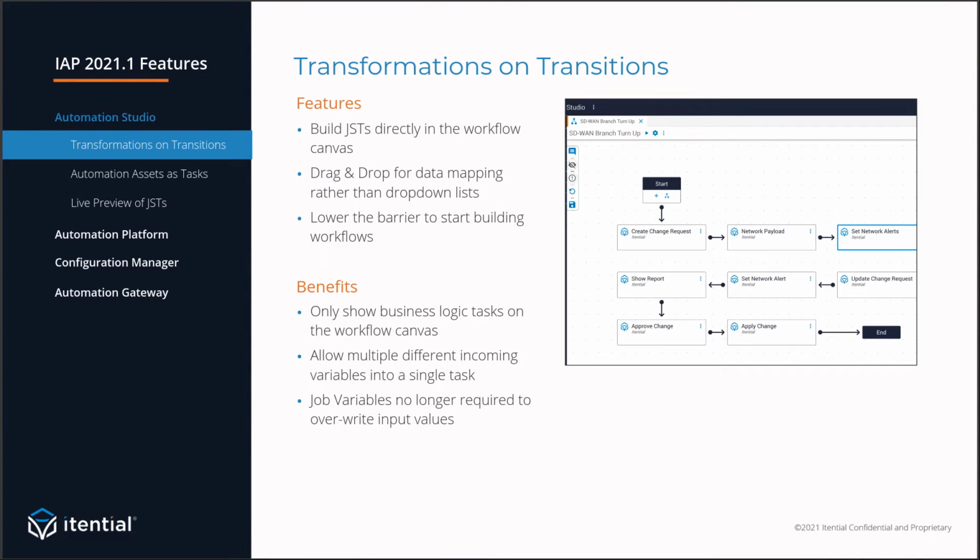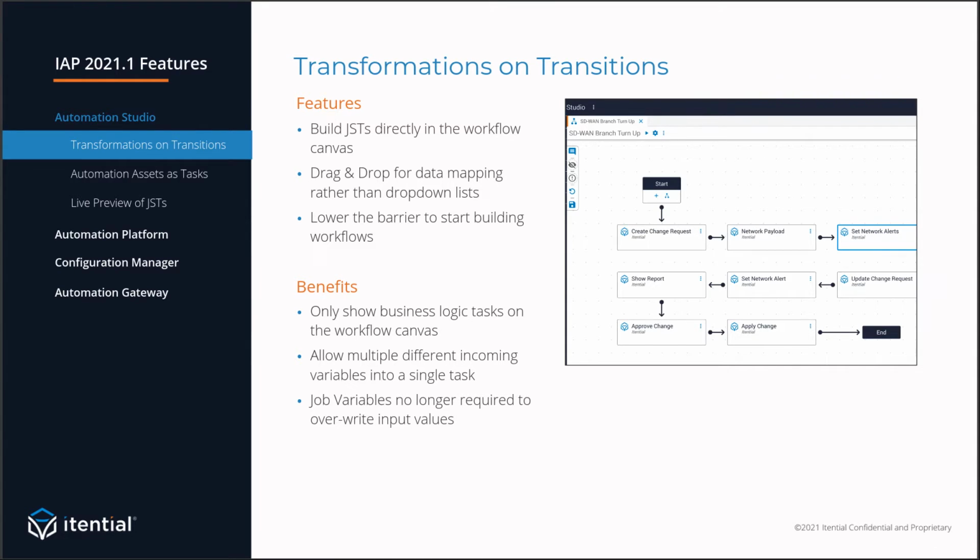So we have, as I said, the transformations on transitions, and what that is, basically, you see here on the right-hand side, we have a workflow with a couple of transitions between those tasks. And as I said earlier, sometimes the input of one API doesn't match the output of the other API. So we need some data transformations in between.